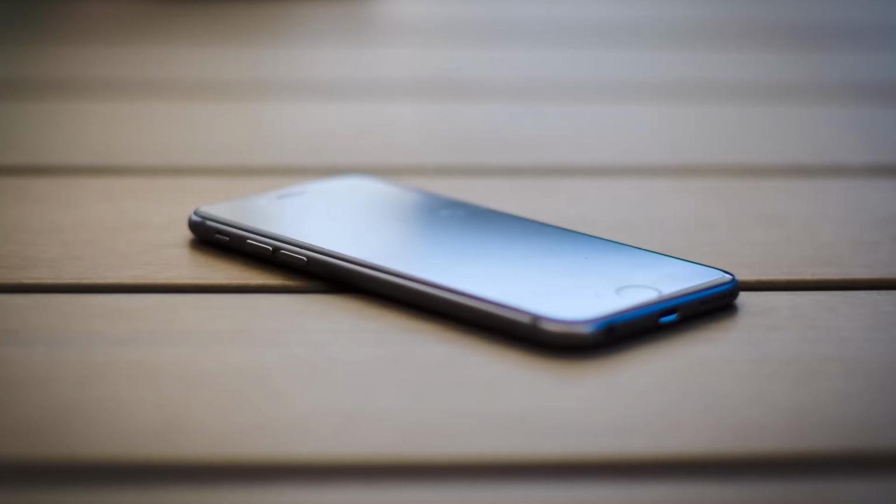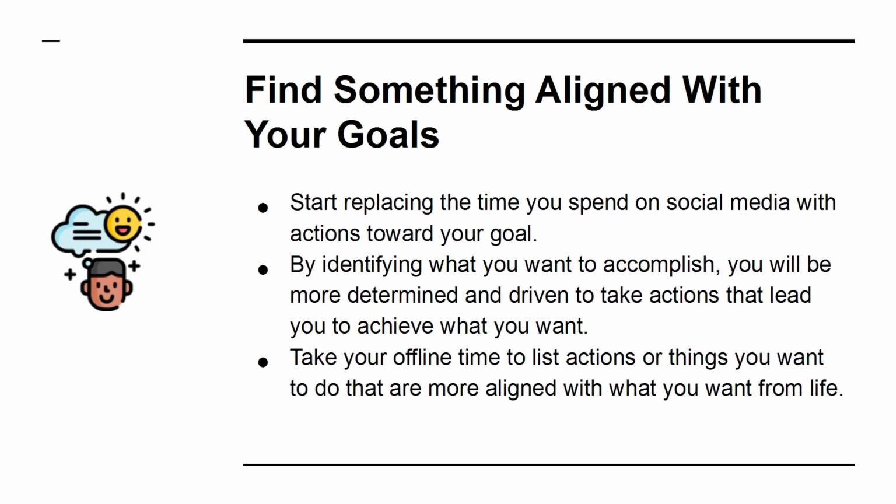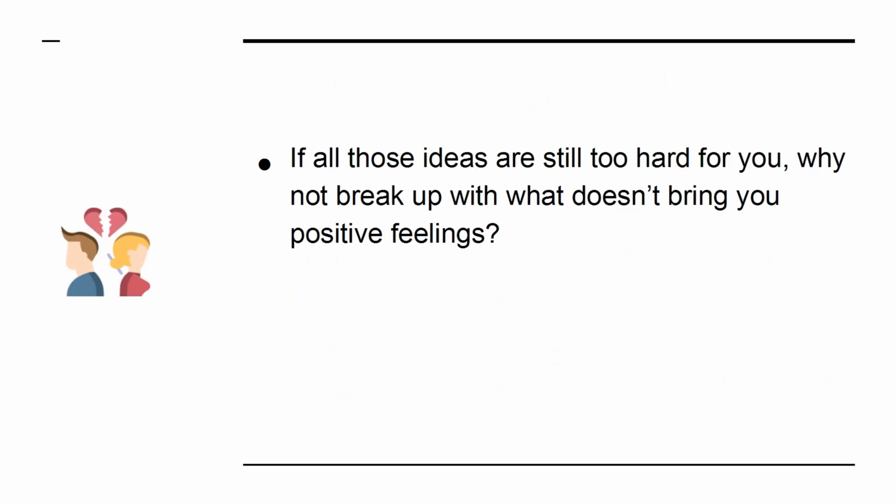Find something aligned with your goals. Start replacing the time you spend on social media with actions toward your goal. By identifying what you want to accomplish, you will be more determined and driven to take action that leads you to achieve what you want. Take your offline time to list actions or things you want to do that are more aligned with what you want from life.